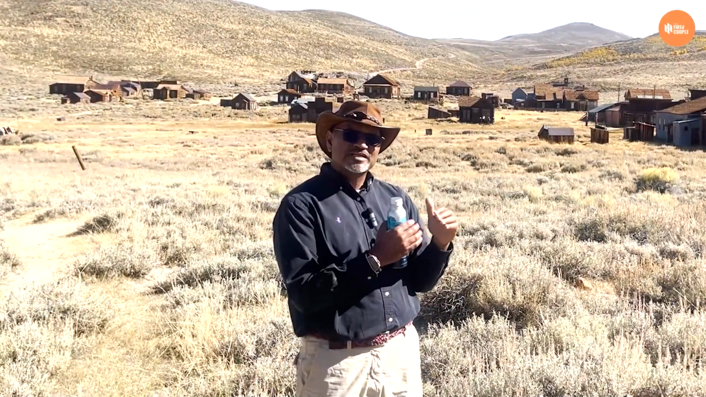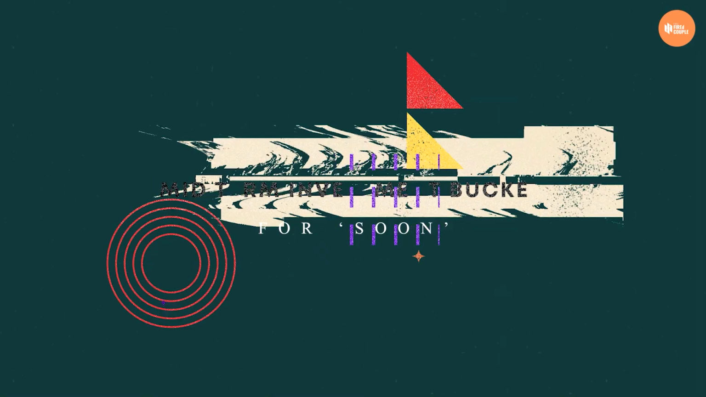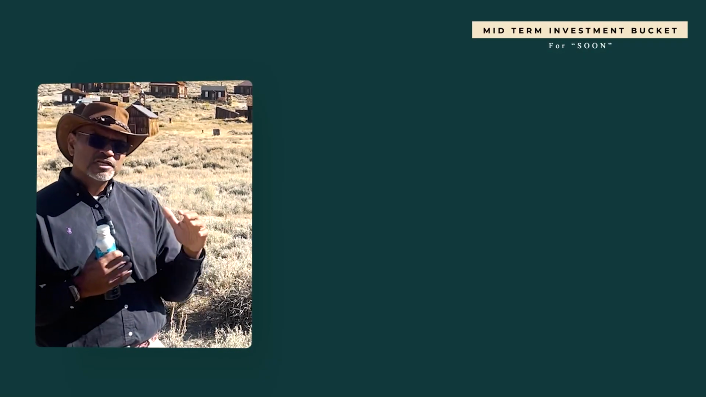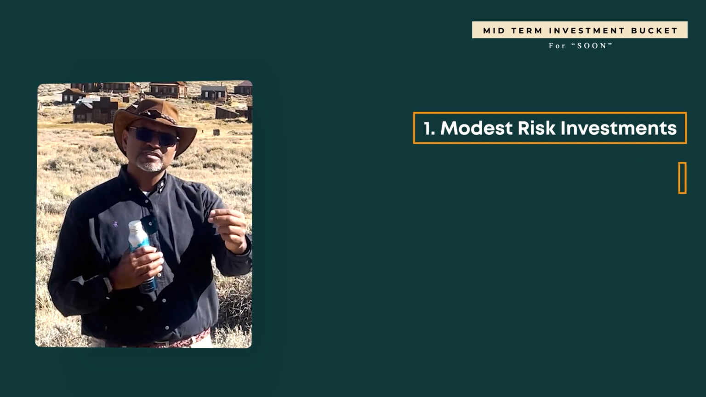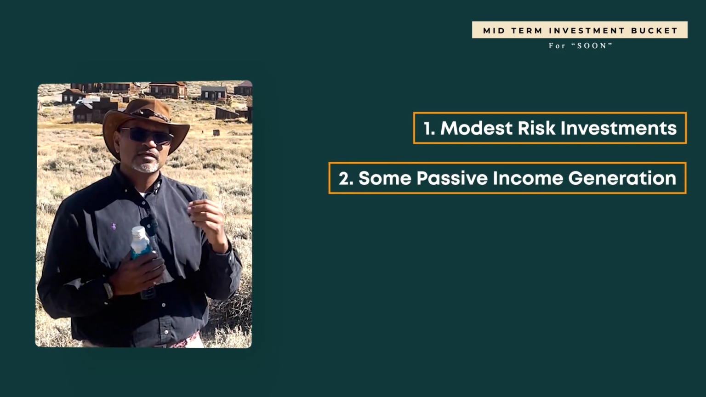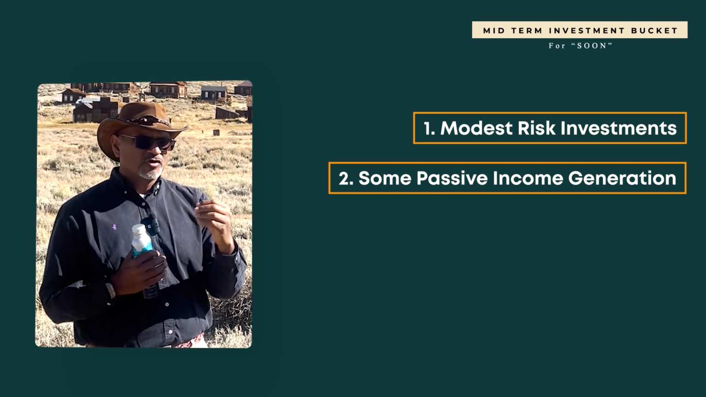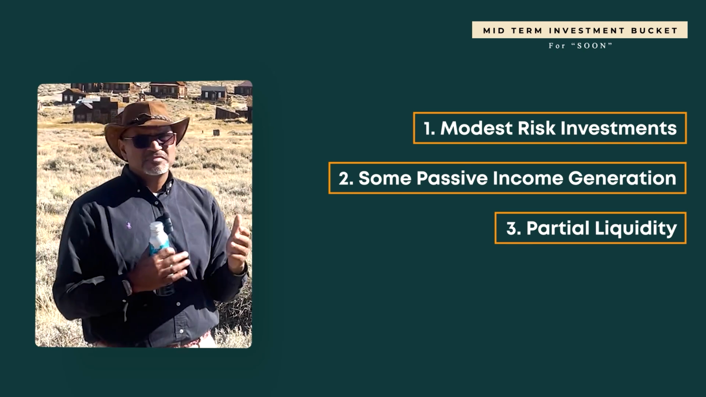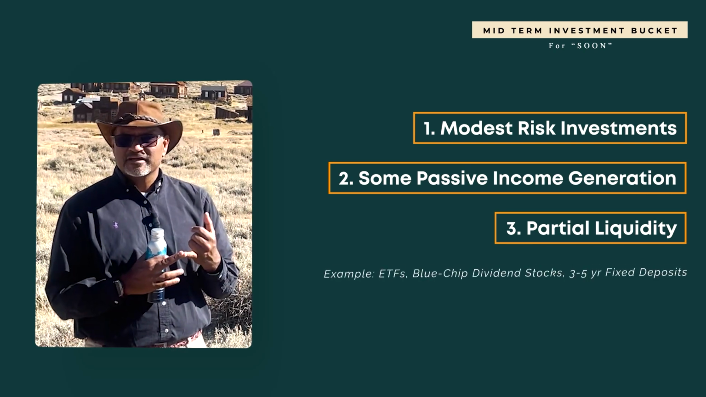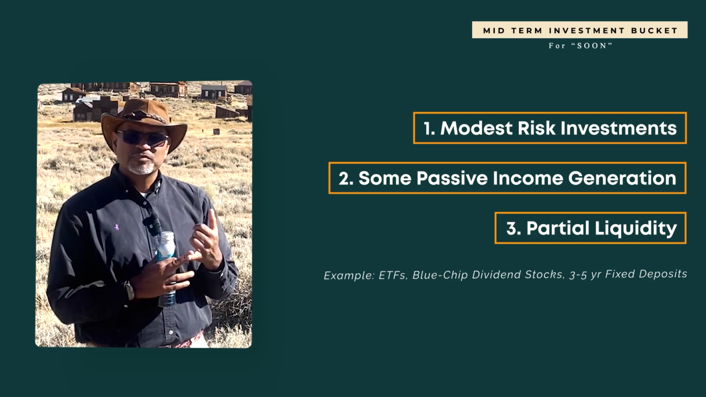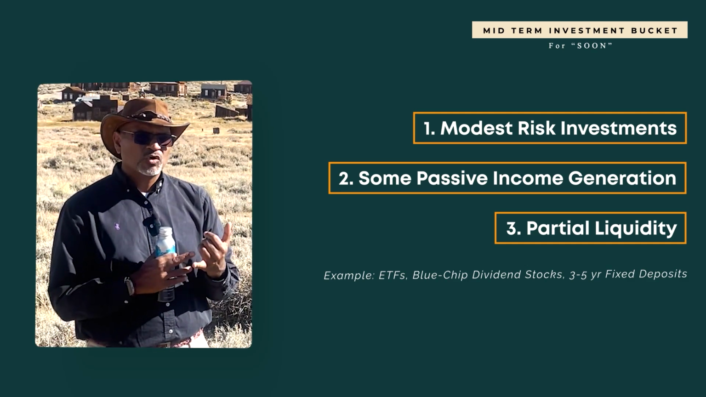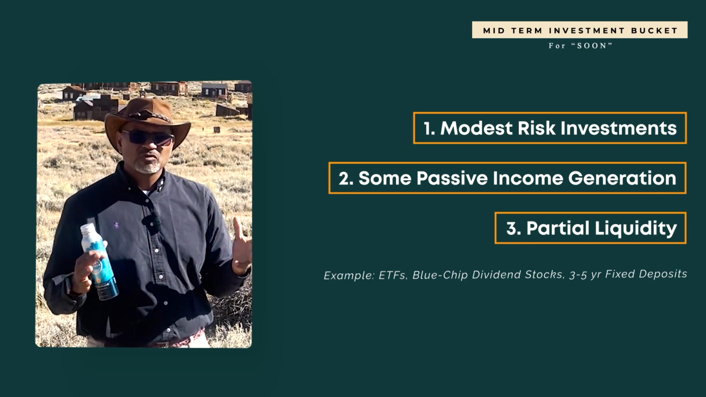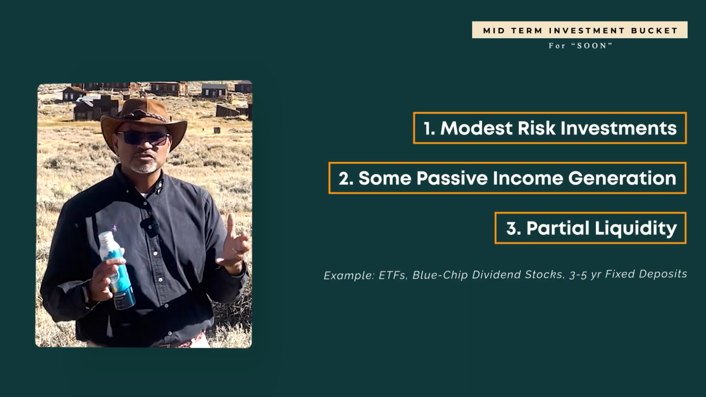Then you have your investment needs for sooner, which is your midterm bucket. And in that midterm is where you have, I would say, a little bit of risk, but also investments that give you some sort of income. And they are, I would say, not easily liquidatable, but partially if need be. So these are, in my view, your ETFs, your blue chip growth stocks, your dividend paying stocks, I would say midterm fixed deposits.